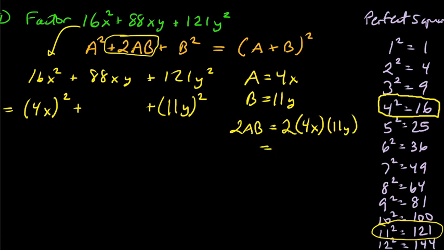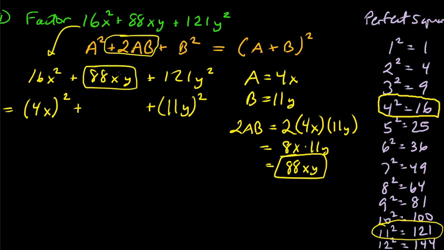So let's multiply that out, right? We get 2 times 4 is 8. 8 times x is 8x times 11y. So 8 times 11 is 88, and x times y is xy. Perfect match, right? 88xy is the middle term. So the middle term is 2 times a times b.